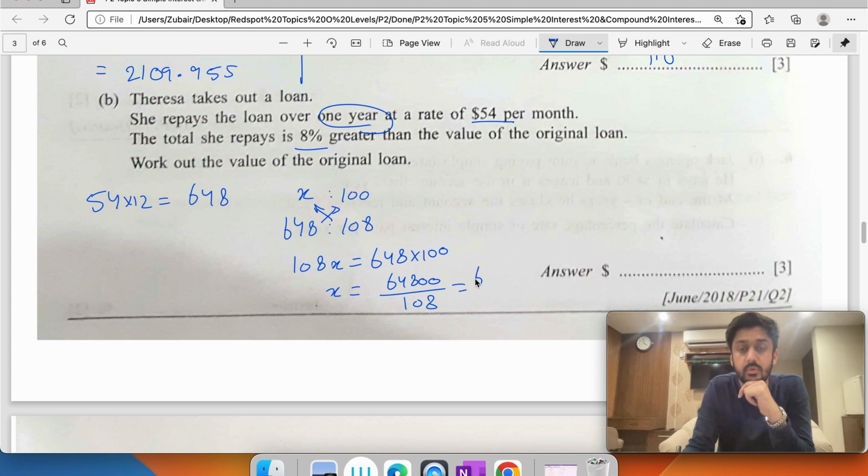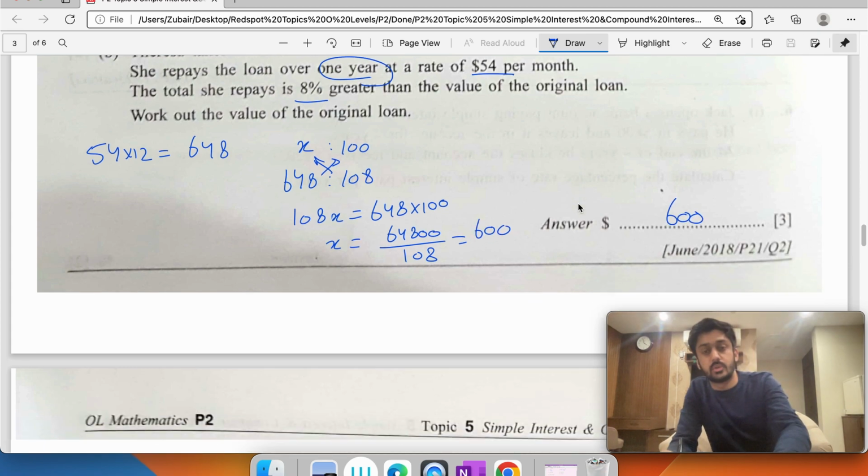And the original amount was 600 of the loan.